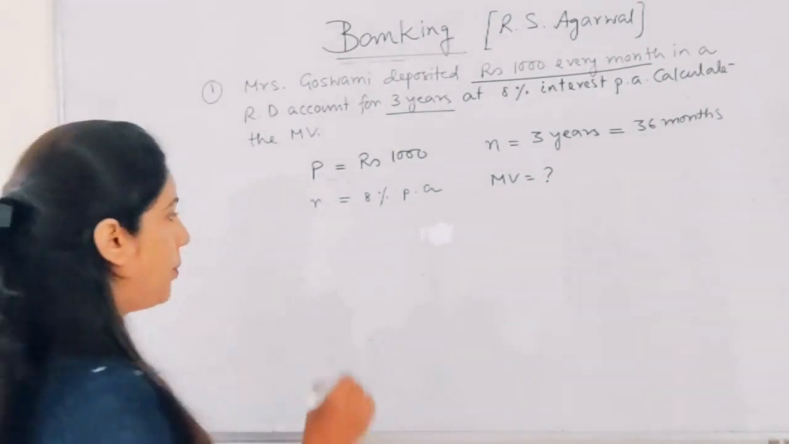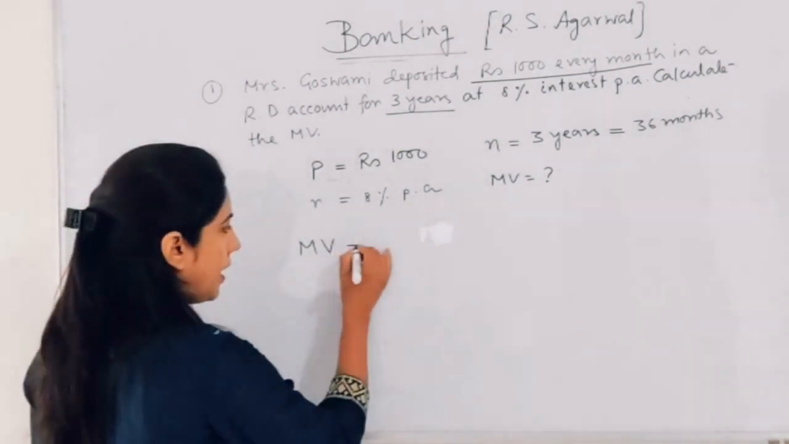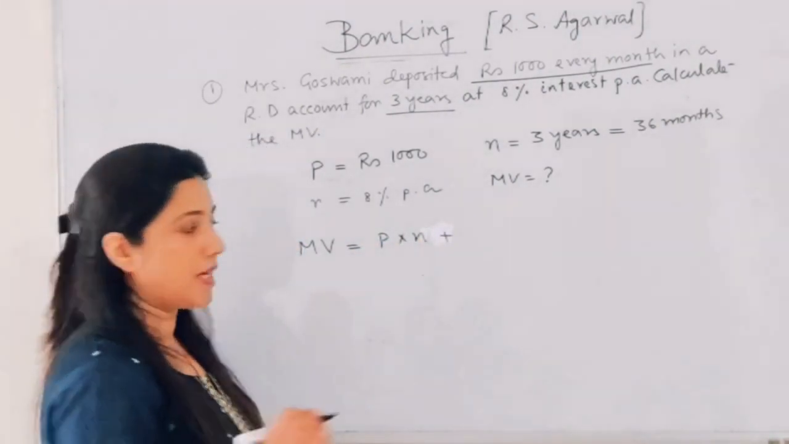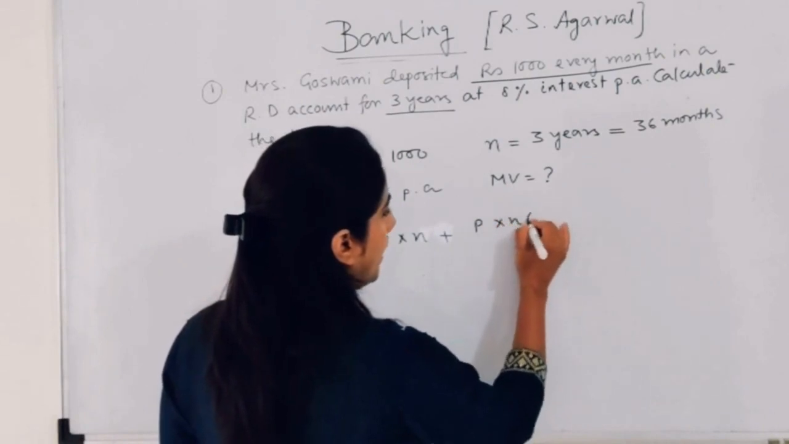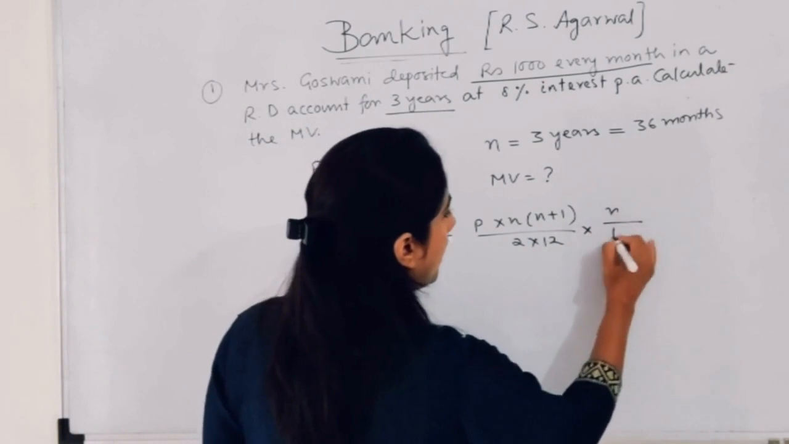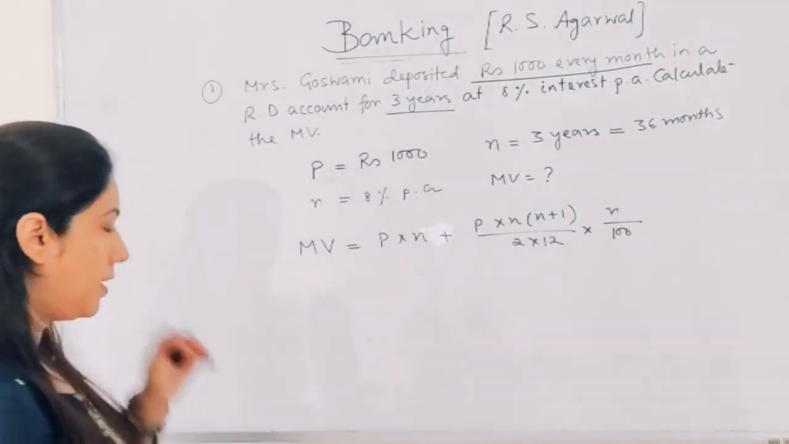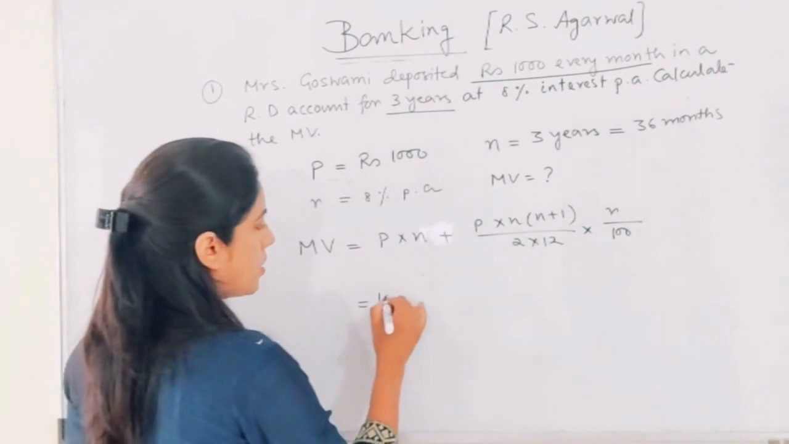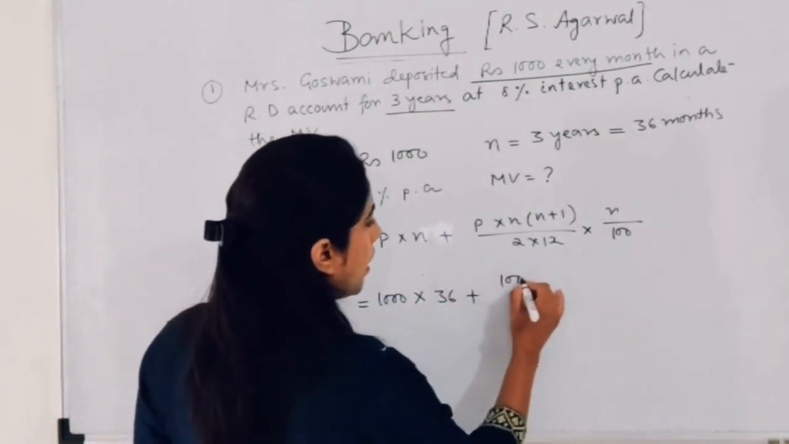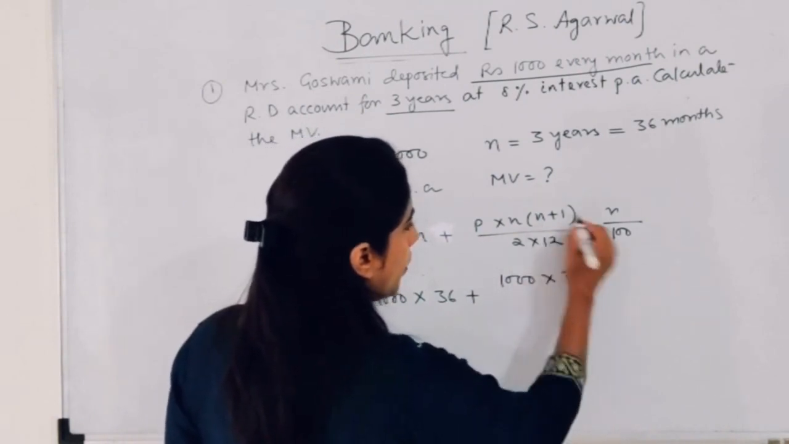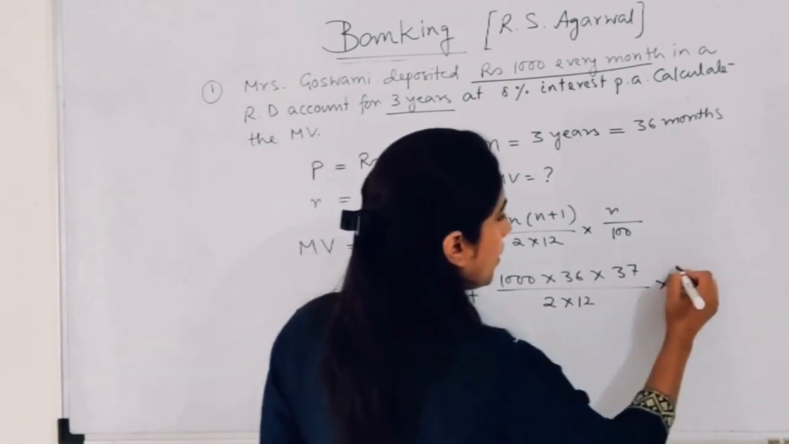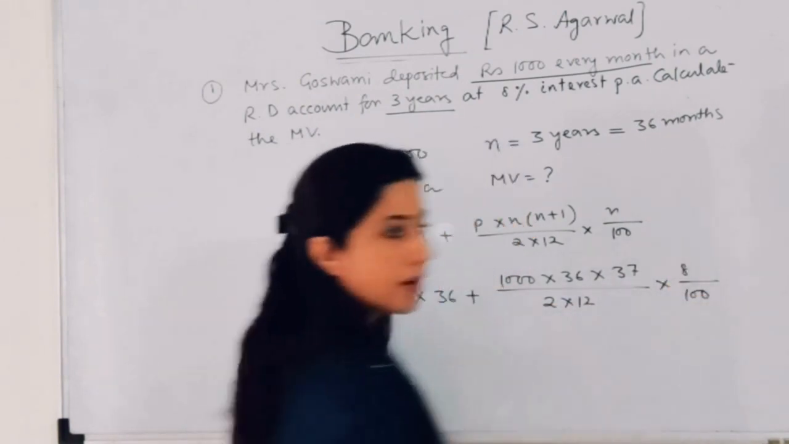So all this information is given. Let us first write down the formula. Remember, wherever the formula is applicable, you have to always write down the formula. Every time write down the formula and make it a habit. P into n plus P into n plus 1 upon 2 into 12 into R by 100. Now, P is 1000, n is 36, so 1000 into 36 plus 1000 into 36 into n plus 1, which is 37, divided by 2 into 12, into R, which is 8 upon 100.